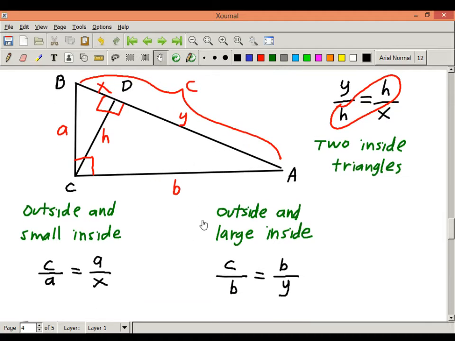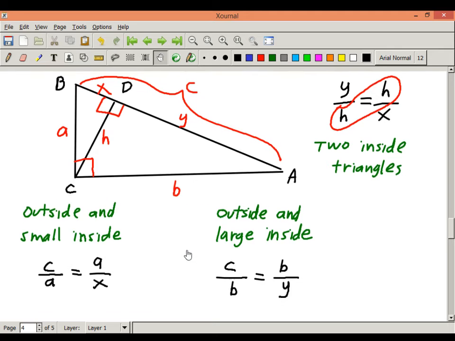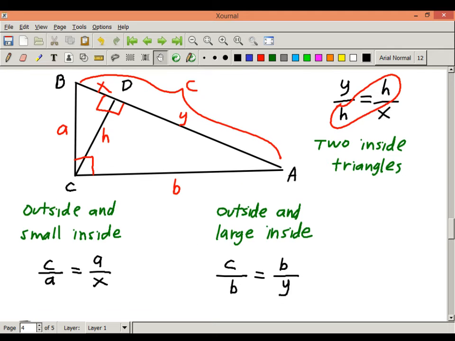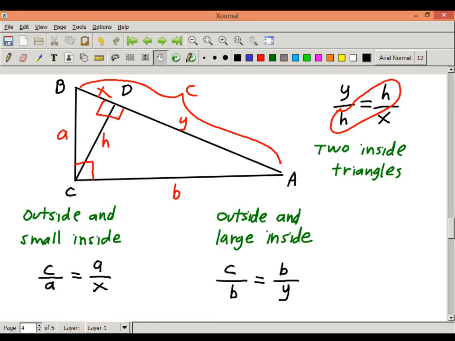Okay, regarding the same exact picture here, I'm going to go through a couple proportions, and then we'll look at that last theorem we're going to look at for today. So now compare this time, remember, all three of these triangles are similar. Compare the outside triangle, that's the large one, BCA, with that small inside triangle. So C over A: C is the hypotenuse of the large outside triangle. That corresponds to A, the hypotenuse of that small inside triangle. So that ratio is going to be equal to A over X.